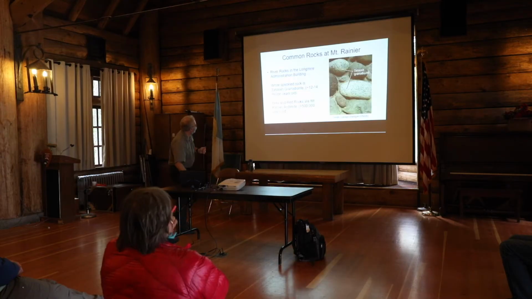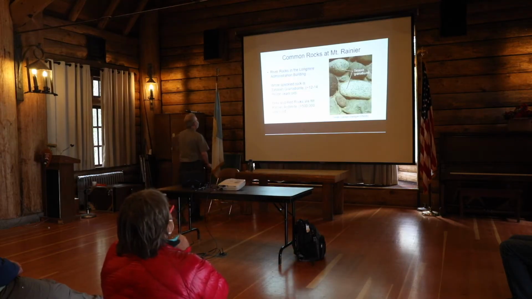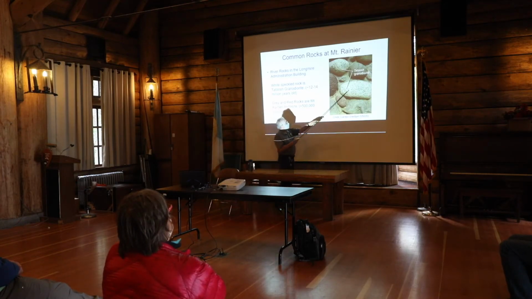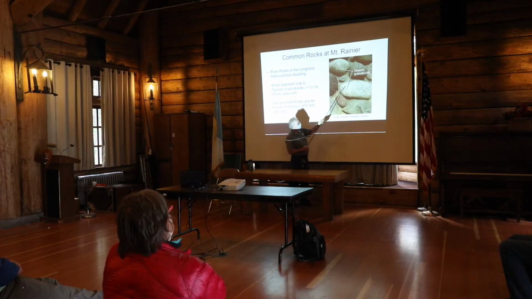So let's look at some from Mount Rainier. We'll take advantage of the administration building here. And these are ones that you'll see along our rivers. Kind of the light colored stuff is Tatoosh granodiorite. That's from kind of old plutonic stuff, never made it to the surface, from way before Mount Rainier formed. So you're looking at like 12 to 14 million years old. Very durable. You'll even see the contact on that, say, going up towards Comet Falls.